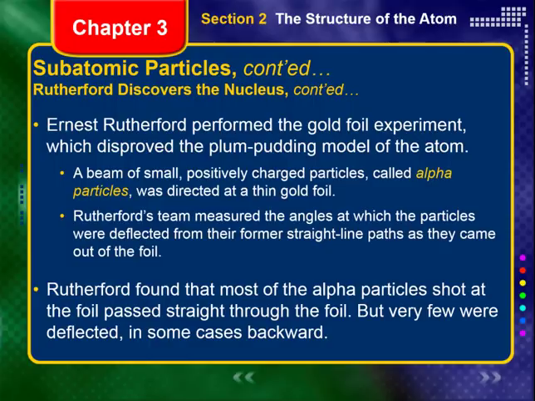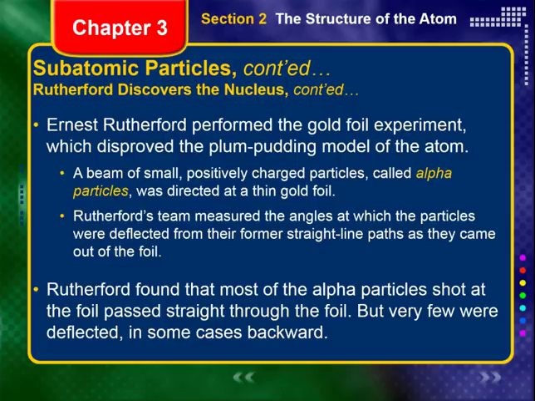A few years later, Ernest Rutherford performed something called the gold foil experiment, which disproved the plum pudding model of the atom. Now, not to say that it was full of bad ideas and there was nothing beneficial from it, but he changed one specific part, right? A very, very important part. And it caused the atomic theory to change over time.